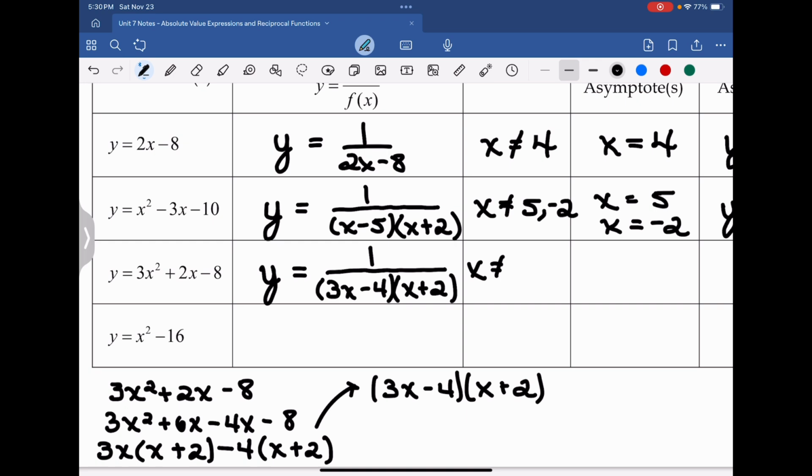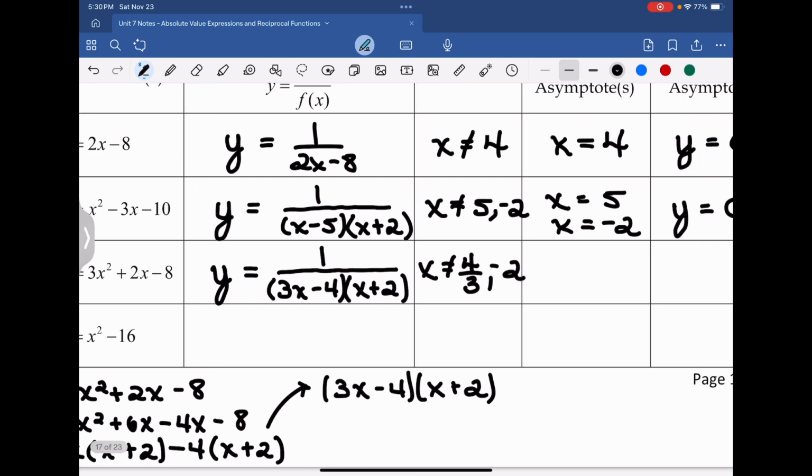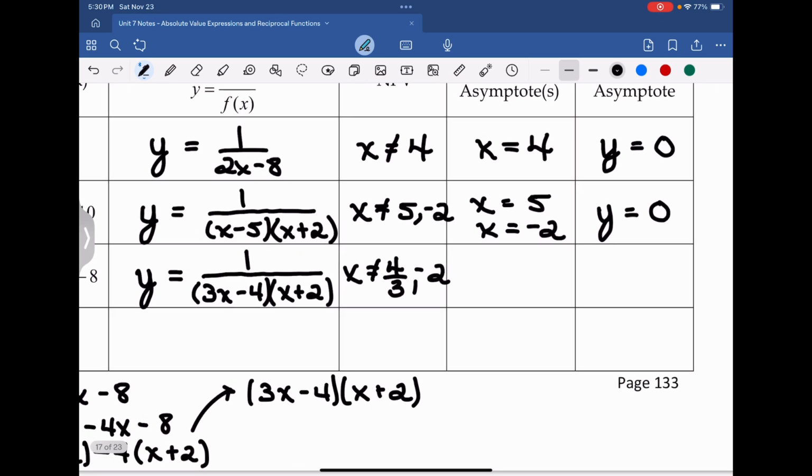Our first non-permissible value is where x cannot equal 4 over 3. If we isolated it for x, my second non-permissible value is where x cannot equal negative 2. My vertical asymptotes, again, I'm going to write them as their own separate statements. x equals 4 divided by 3, and where x is equal to negative 2.